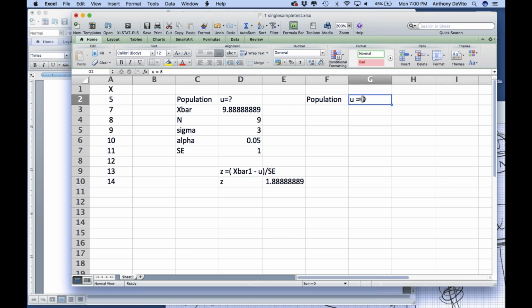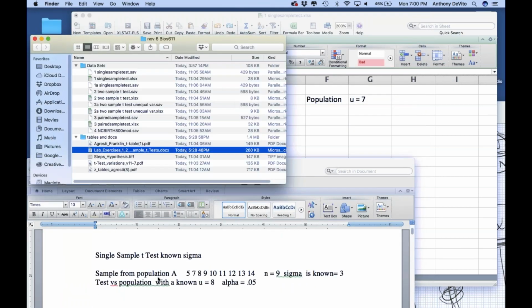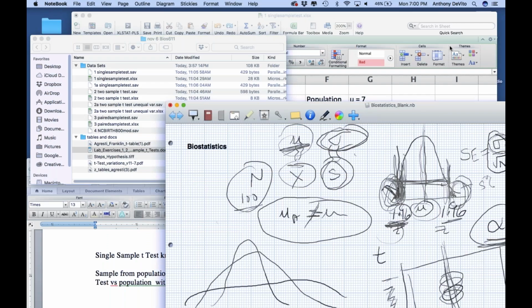I'm going to change this a little bit. I'm going to make that population mean 7 instead. And if it's 7 instead, how many standard deviations apart are they? They're 2.88 standard deviations apart. Okay? So what does that mean? How likely is that to occur? Right? Well, and remember, this is all occurring because we know the population standard deviation.